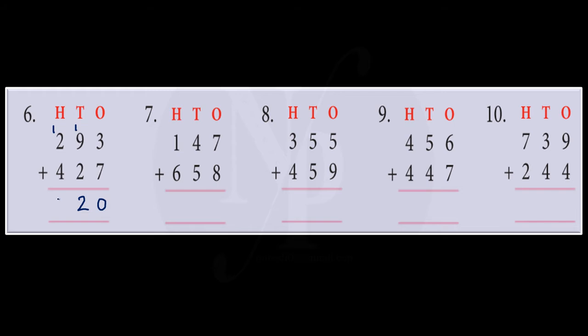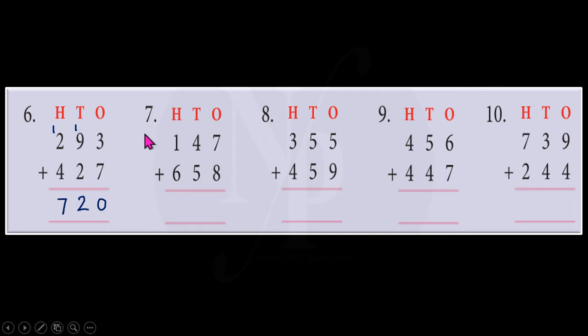7 is written here in hundreds column. Therefore, the sum of 293 and 427 is 720. Or in other words, when 427 is added to 293, we get 720 as sum.